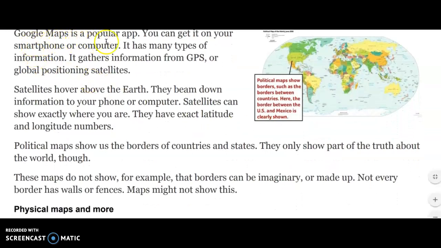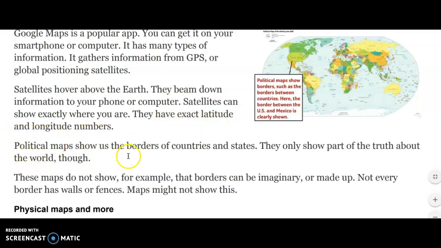Google Maps is a popular app. You can get it on your smartphone or computer. It has many types of information. It gathers information from GPS, or global positioning satellites. Satellites hover above the Earth. They beam down information to your phone or computer. Satellites can show exactly where you are. They have exact latitude and longitude numbers.